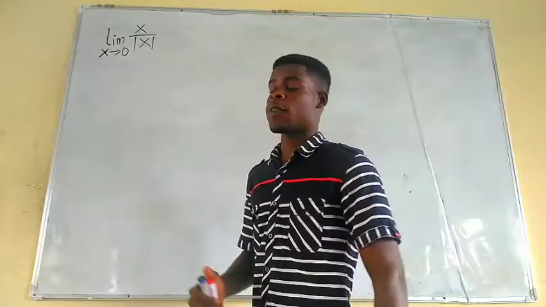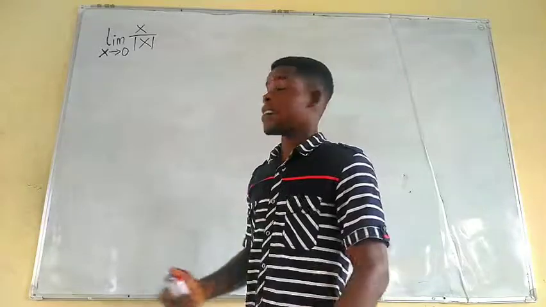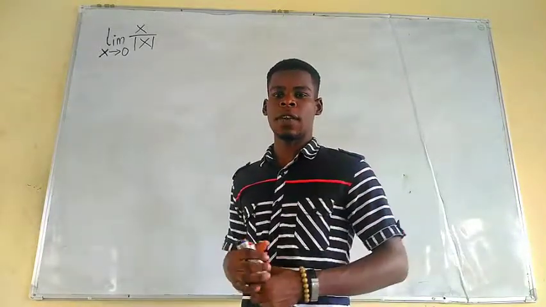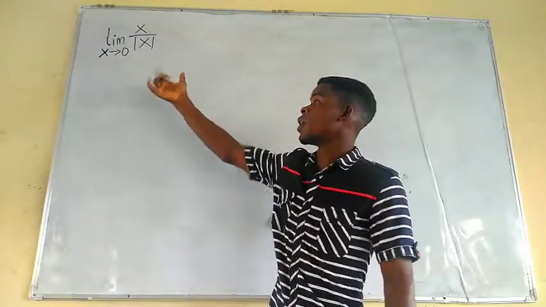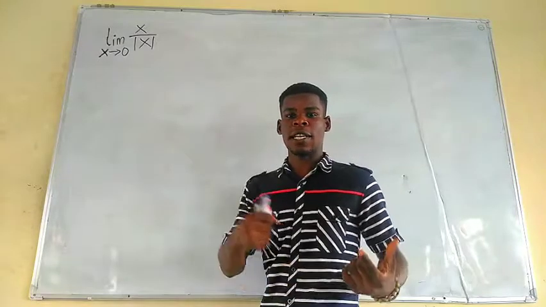Now here in this video, we want to evaluate the limit of the function x over the absolute value of x as x tends to 0. It can either be from the right or from the left. So to evaluate this limit, let's evaluate the one-sided limits, that is, as x tends to 0 from the left and from the right.